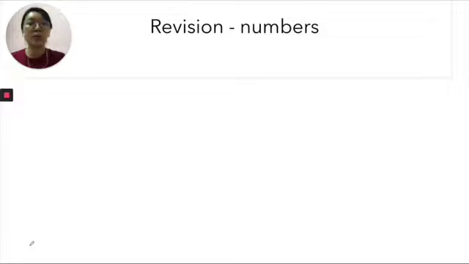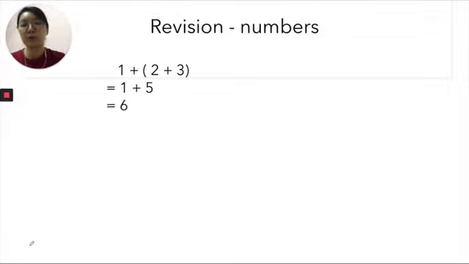Before that, let's do some revision on numbers. Chapter 1. When we look at this, 1 plus bracket, 2 plus 3 bracket. So there's bracket and there's plus. Remember the formula. 先做括弧，再做乘除，才做加减. So we look at the bracket, we'll do whatever is inside the bracket first. 2 plus 3, 5. Then only we plus with 1. So the answer is 6.